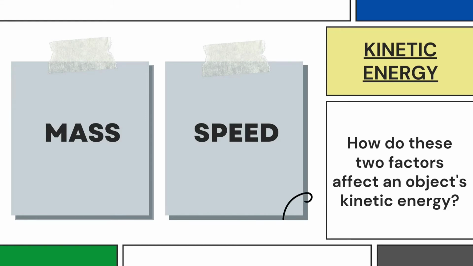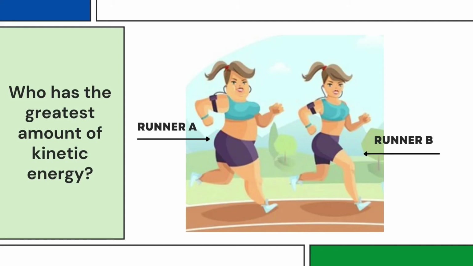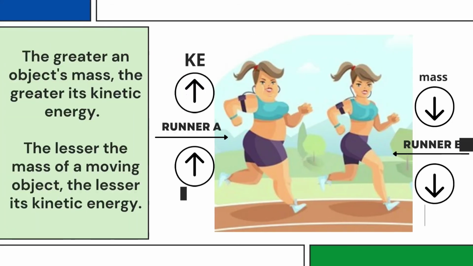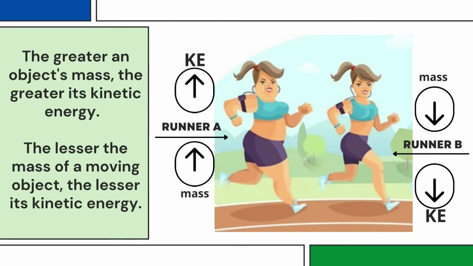But how do these two factors affect the kinetic energy of an object? For example, we have two runners who are running at the same speed. Runner A, on the other hand, is significantly heavier than runner B. Who do you think has the most kinetic energy between them? So runner A has more kinetic energy than runner B due to its greater mass. Remember that the greater an object's mass, the greater its kinetic energy.